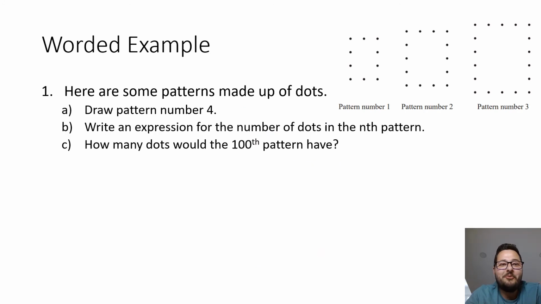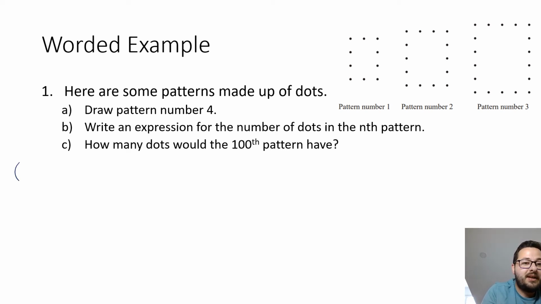Okay, so let's try a worded example. So here are some patterns made up of dots, and we want to draw pattern number 4 to start with. So if we just look at these dots, let's see what the pattern is. We've got rectangles, and if we just start with the top, we've got, for the first pattern, 1, 2, 3 across the top. For the second pattern, we've got 1, 2, 3, 4, and for the third pattern, we've got 1, 2, 3, 4, 5. So for our pattern number 4, the next pattern, we should have 6.